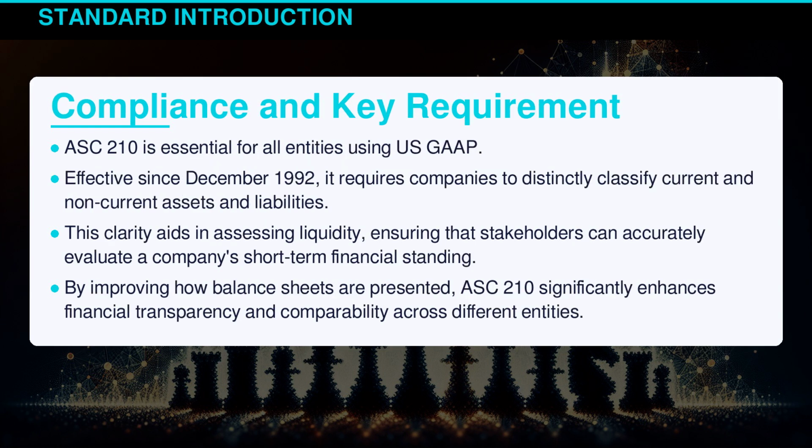ASC 210 is essential for all entities using US generally accepted accounting principles. Effective since December 1992, it requires companies to distinctly classify current and non-current assets and liabilities. This clarity aids in assessing liquidity, ensuring that stakeholders can accurately evaluate a company's short-term financial standing. By improving how balance sheets are presented, ASC 210 significantly enhances financial transparency and comparability across different entities.